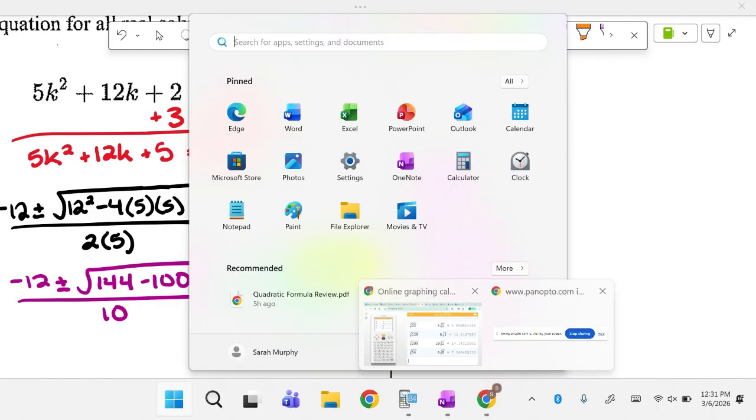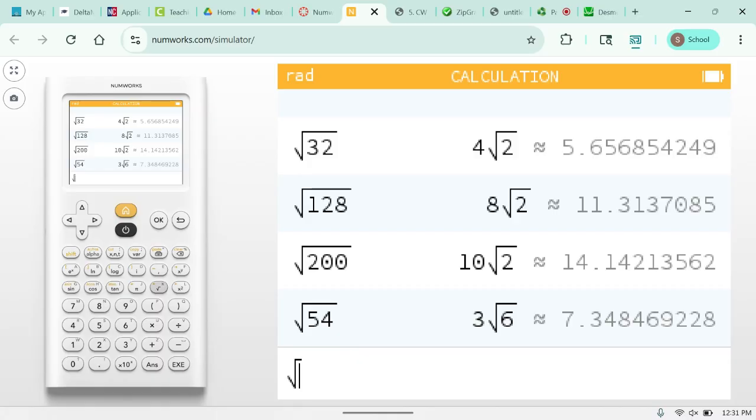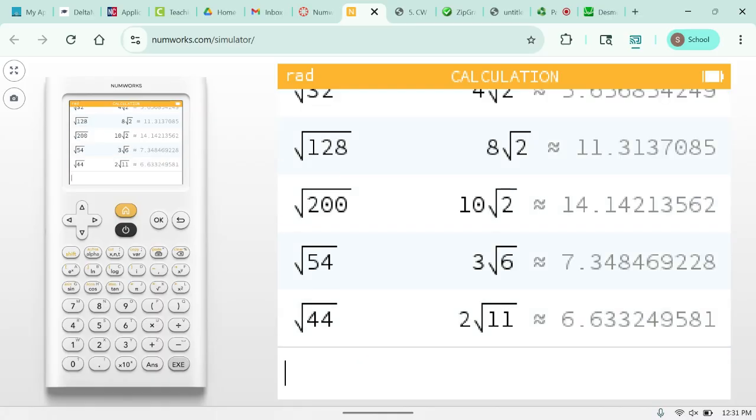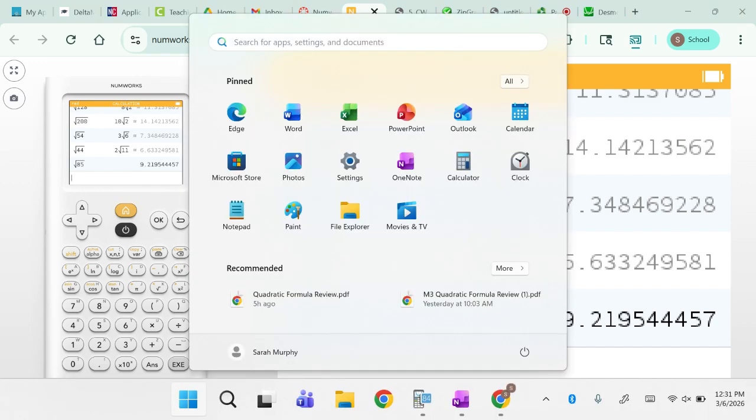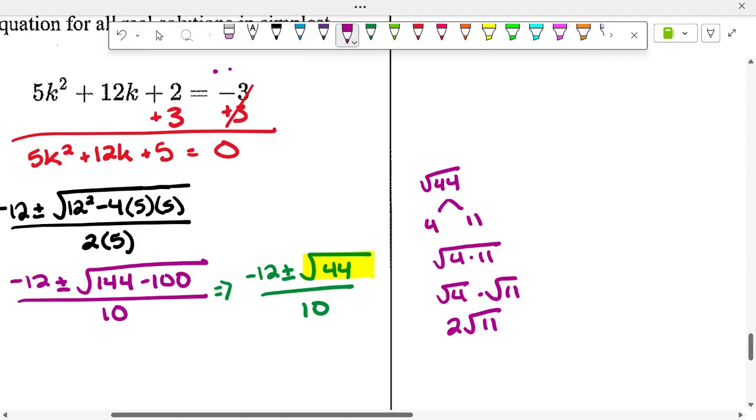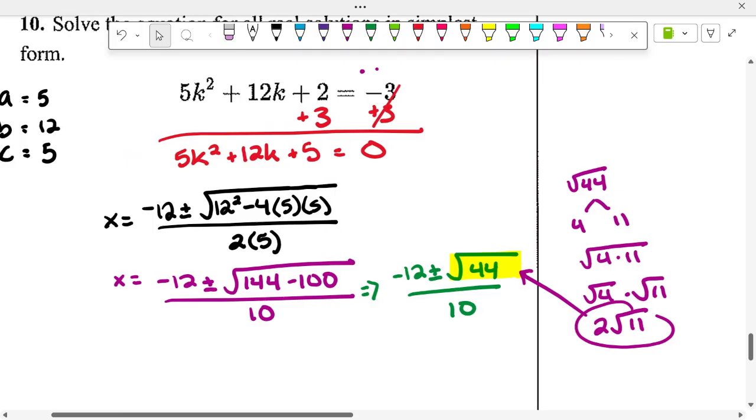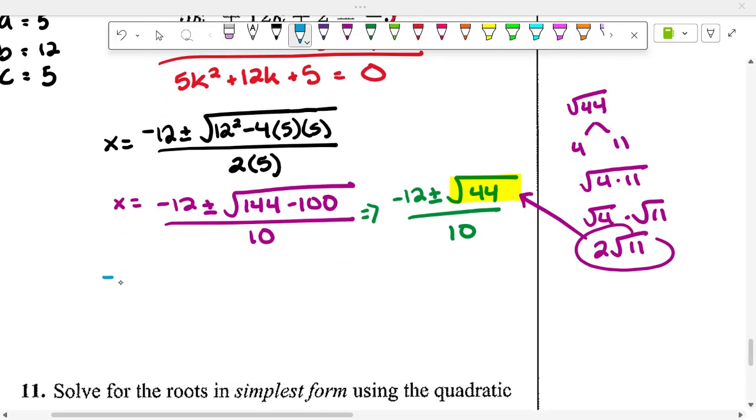Let's check in NumWorks real quick. I have square root of 44. I do indeed get 2 square root 11. Oh, and just so you know, if I put in the one from the previous question, so square root of 85, notice how it doesn't even give us a simplified version, it just gives us a decimal. That means it's in its simplified version. So I'm going to replace the 144 with this 2 square root 11. So this would be negative 12 plus or minus 2 times the square root 11 all over 10.